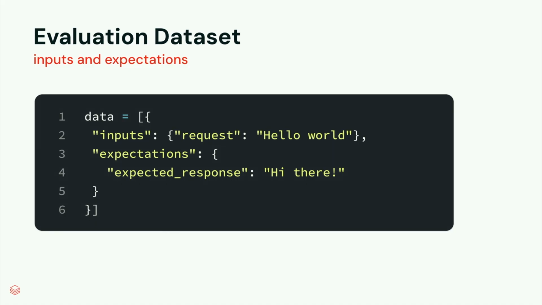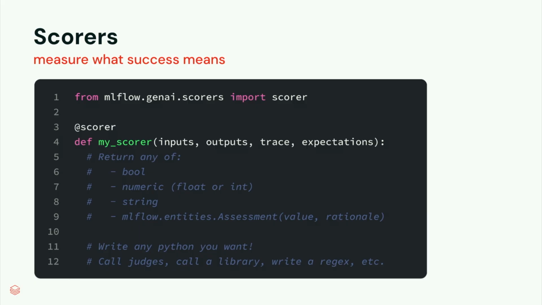So in this case, we define expected response. We want the model to say this. It may not say it exactly, which we'll get to in a second. But I could do things like expected length, expected tonality, whatever you want, you can stick it in here, okay? So we're unopinionated. And then to use that data, we use what we call scorers.